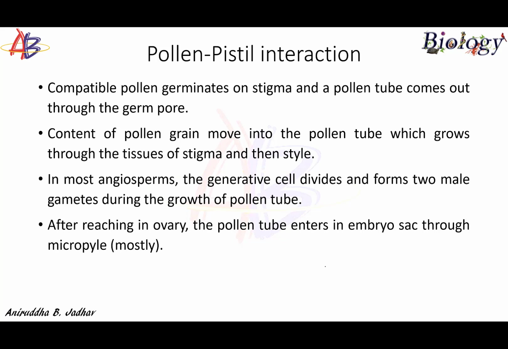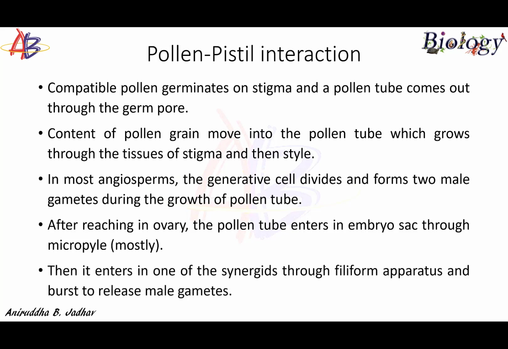After reaching the ovary, the pollen tube enters into the embryo sac through the micropyle in most cases, but in a few flowering plants the pollen tube may enter through the chalazal site or through the integuments. Then it enters one of the synergids through the filiform apparatus and bursts to release male gametes, and this leads to the process of fertilization of the egg cell within the embryo sac.